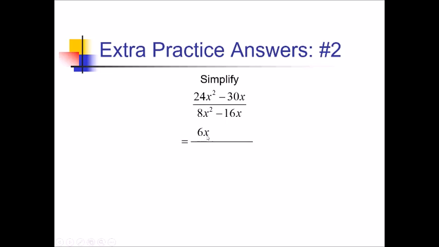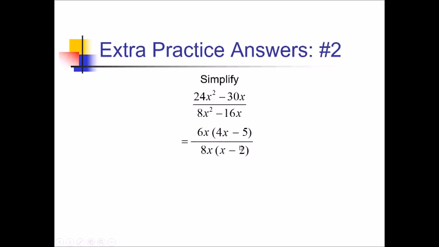And now what's left over? 24x squared divided by 6x, that's going to be 4x. And then negative 30x divided by 6x gives me negative 5. Down below now, it looks like I can also take a common factor out of these two terms. These are both divisible by 8, so I can take an 8 and also an x out of there as well. So that gives me x instead of 8x squared inside there. And then negative 16x, that's going to become negative 2.